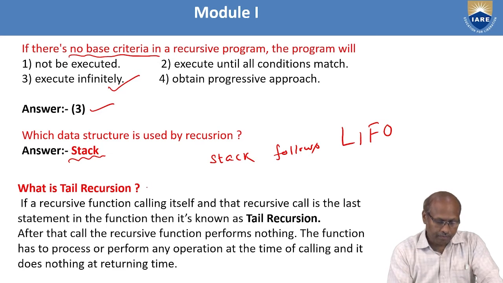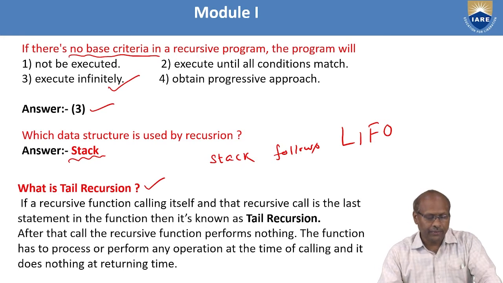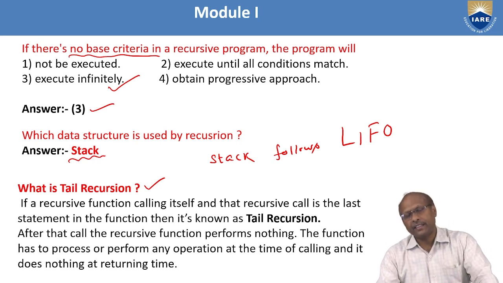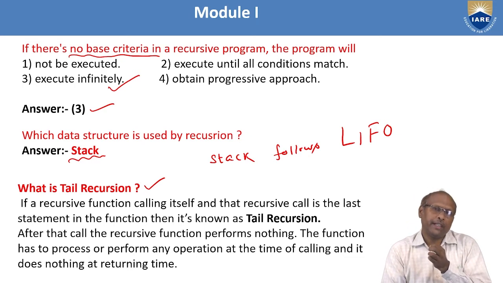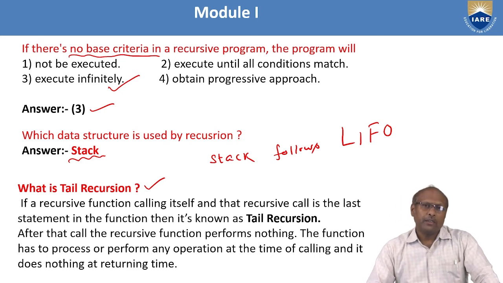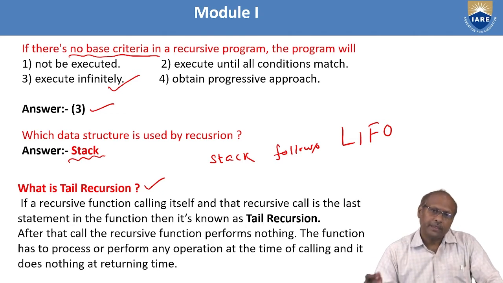Then they will ask what is tail recursion. Actually, there are two types of recursion. One is head recursion, second one is tail recursion, or regular recursion and tail recursion. Generally, in the case of head recursion or general recursion, the function will be calling at the beginning itself. In the code segment, if you write the recursive function in the beginning itself and the remaining statements below, then that is head recursion. Whereas, when you write the function at the end of the code segment, then that is called tail recursion.